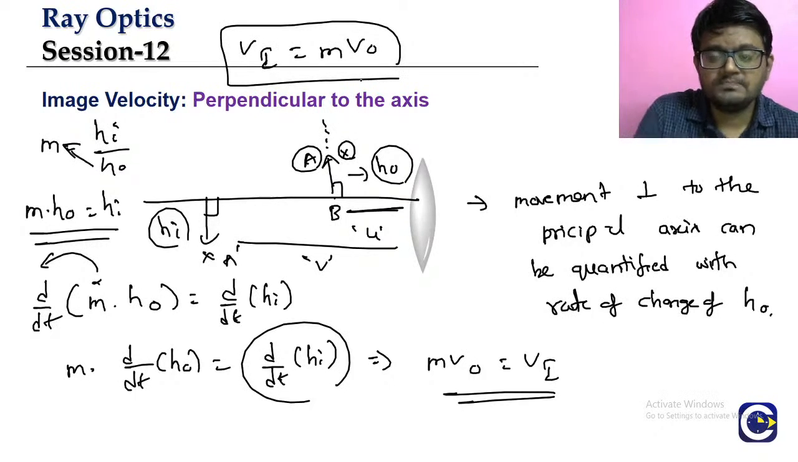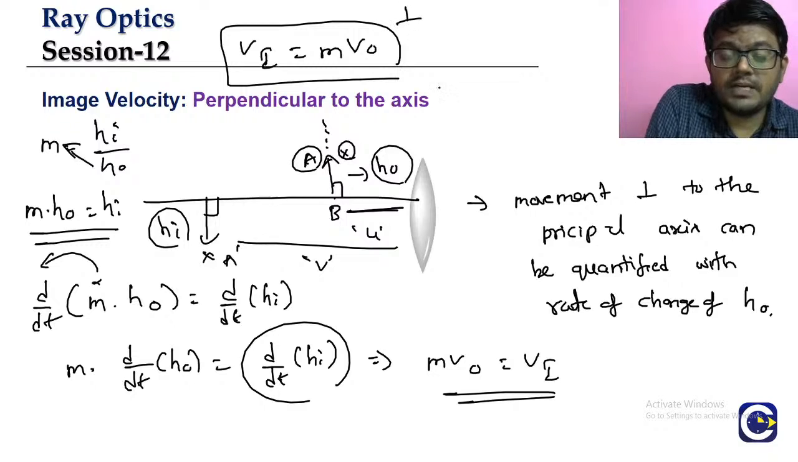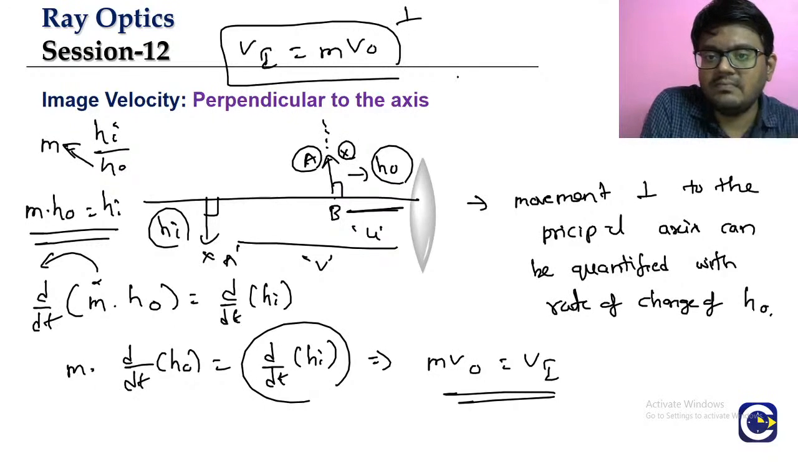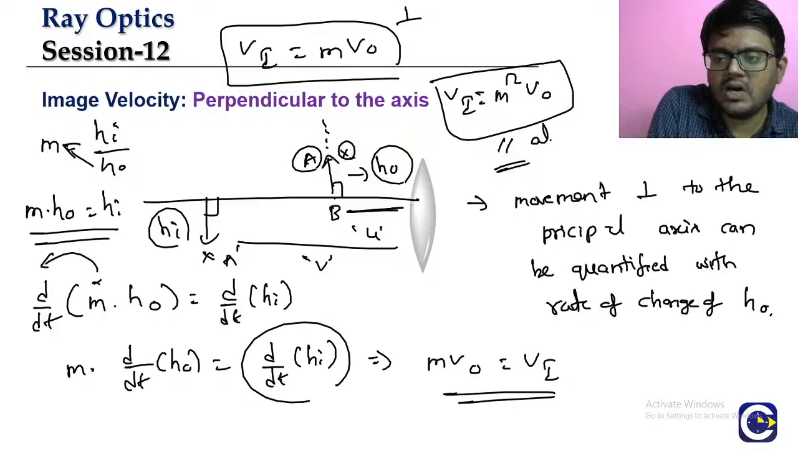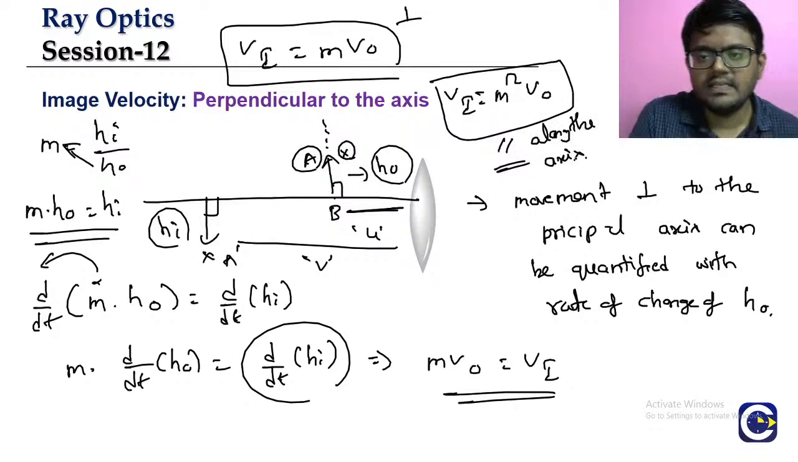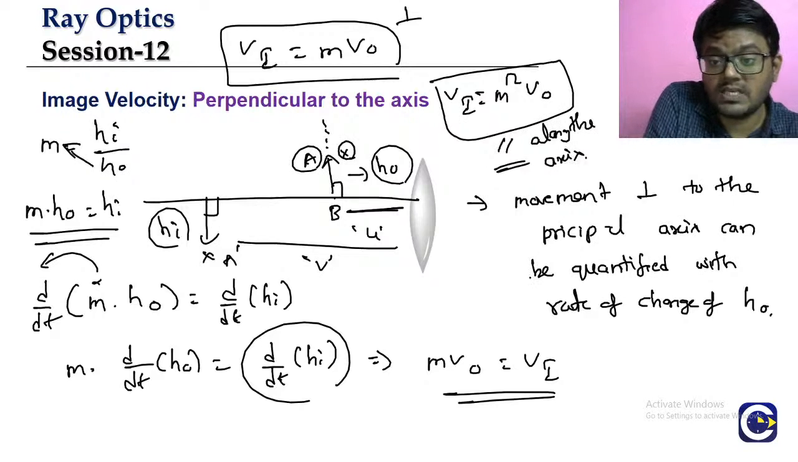Okay. So this is the perpendicular. Already we have seen the parallel. Parallel, what is the relation we have? Velocity of the image is equal to what? M square into velocity of the object. This is parallel, or along the axis. Correct? That is the relation in terms of the velocity components.